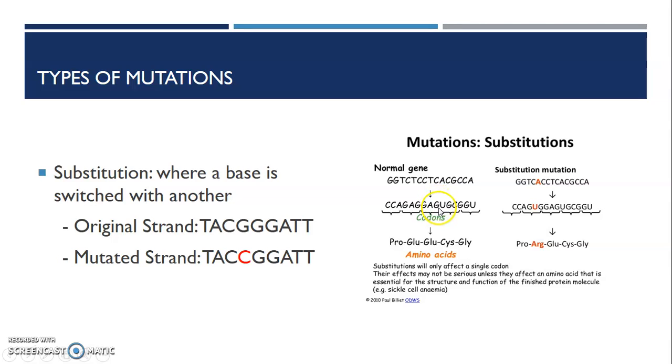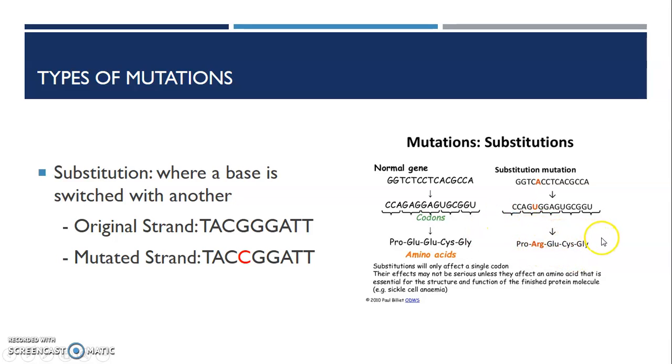Again, here's our normal, we get our sequence. With the substitution, here we've switched out this second T for an A. So in our codons, we now have a U, so it goes GUG instead of GAG. And if you look that up on your codon chart, that actually gives you ARG instead of GLU. So you've got one different amino acid, and believe it or not, that one amino acid could affect the entire protein and how it folds.